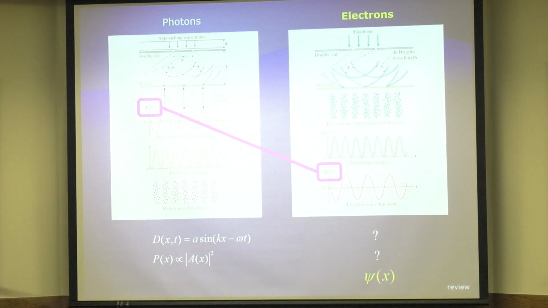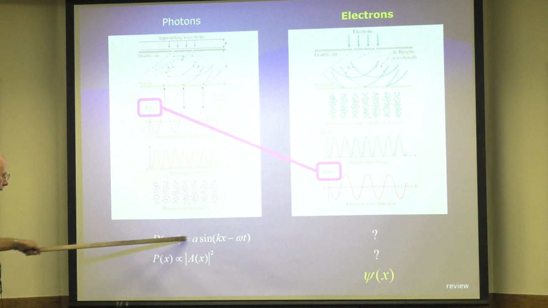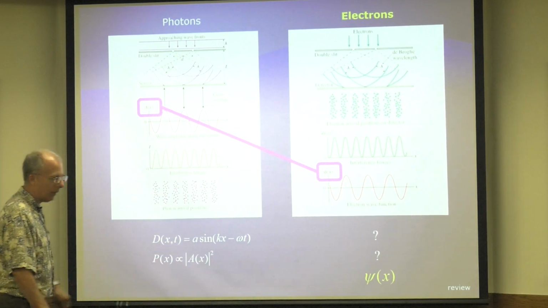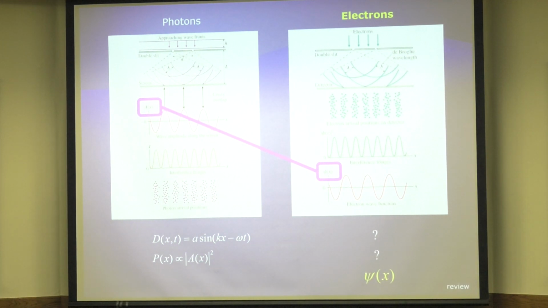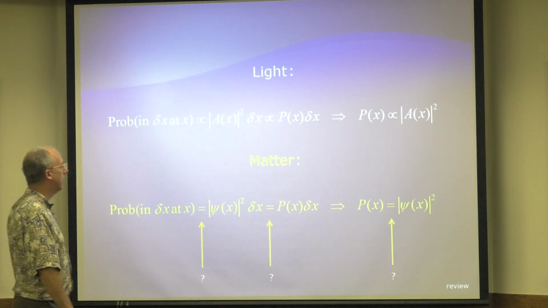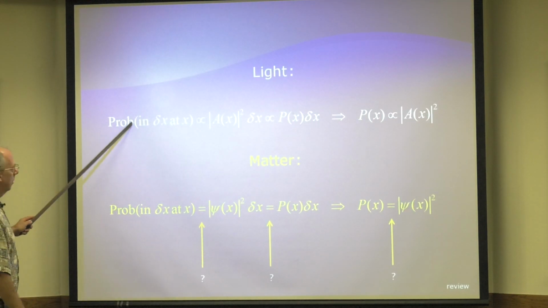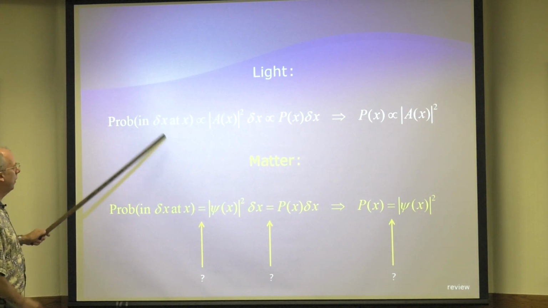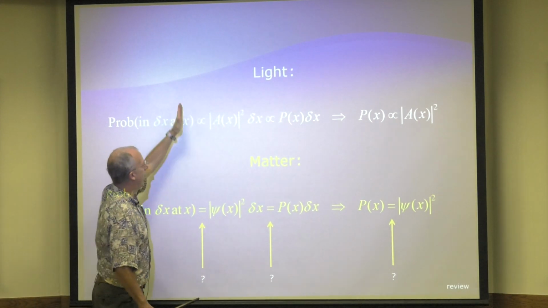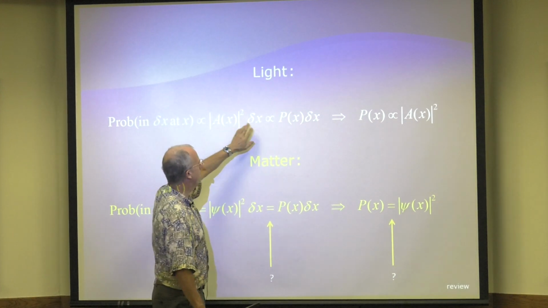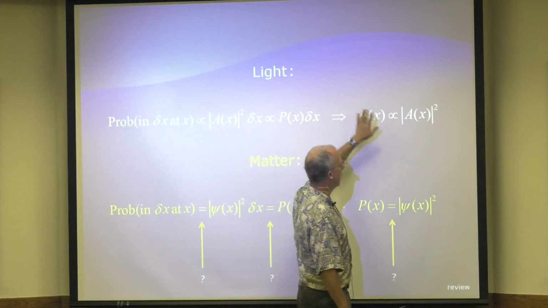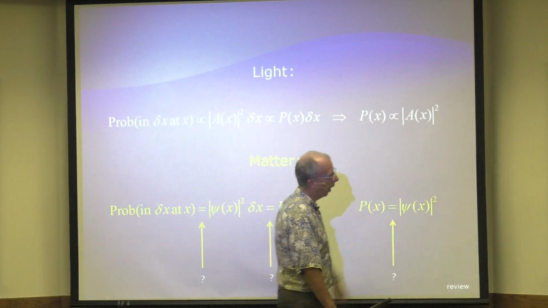Okay, but then we said we have all these wave equations and probabilities and amplitudes and everything for light. We've got to come up with something like that for electrons or protons or whatever you want. And so it turns out that the wave function takes the place. And then we had this probability equation, right? The probability of finding something within a width at a certain value of x is proportional to intensity times the width, which is the probability density times the width. So we have the probability density proportional to intensity, or amplitude squared.